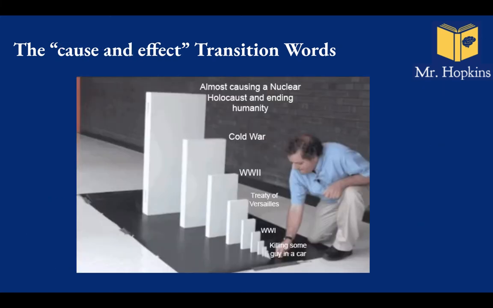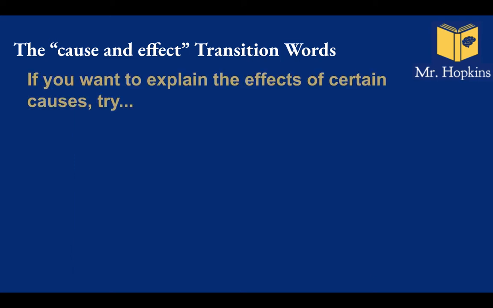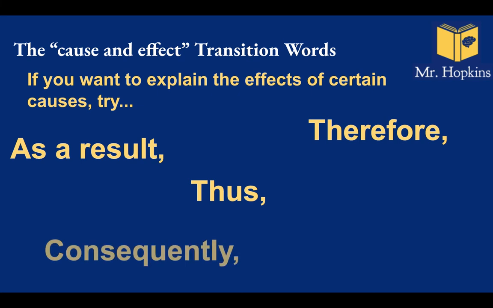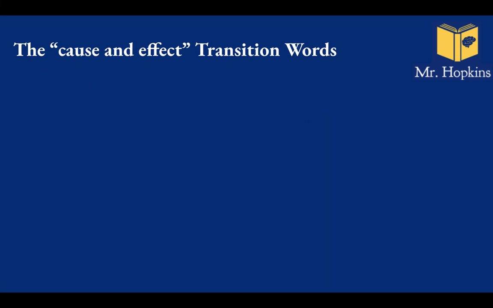The next type of transition words are the cause and effect transition words. So when you want to explain the causes or the effects of certain causes, you can try as a result, therefore, thus, consequently, and due to this.